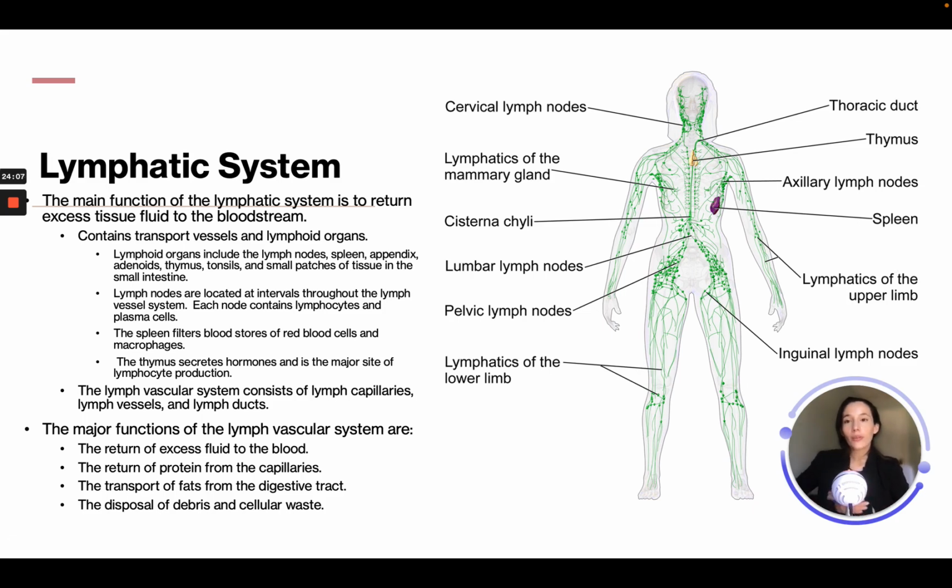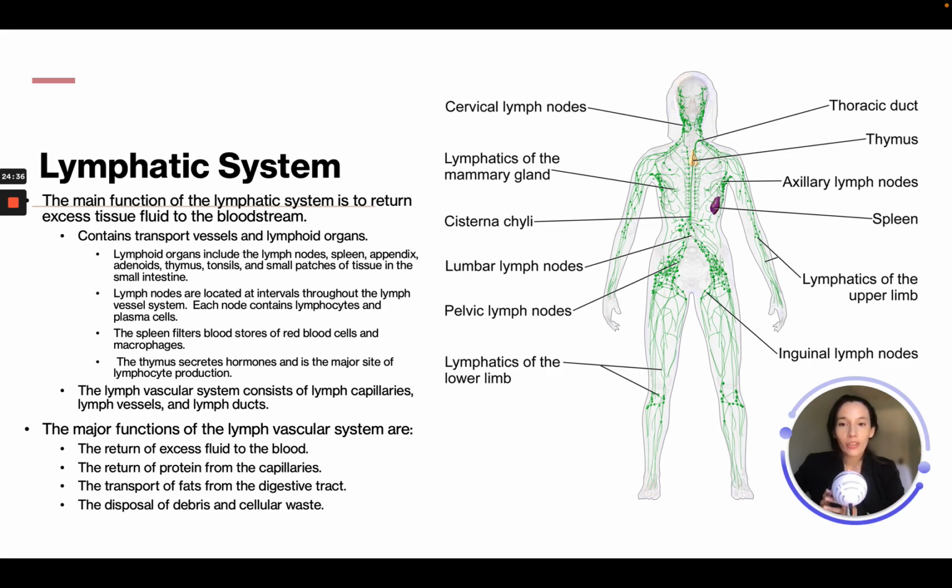There is also the lymphatic system. The main function of the system is to return excess tissue fluid to the bloodstream. It contains transport vessels and lymphoid organs. Lymphoid organs include lymph nodes, spleen, appendix, adenoids, thymus, tonsils, and small patches of tissues in the small intestines. Lymph nodes are located at intervals throughout the lymph vessel system. Each node contains lymphocytes and plasma cells.